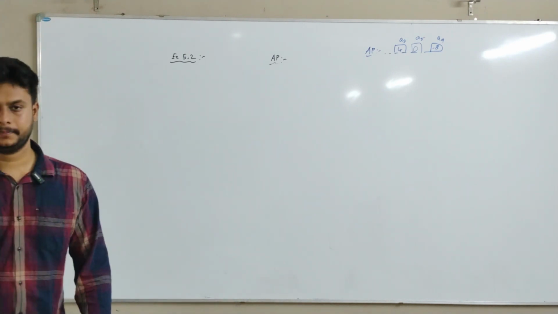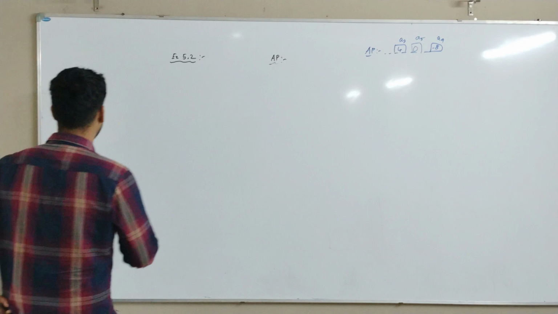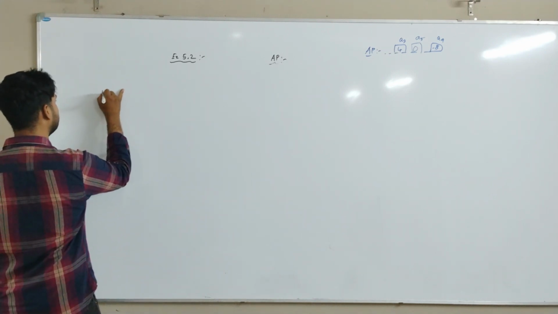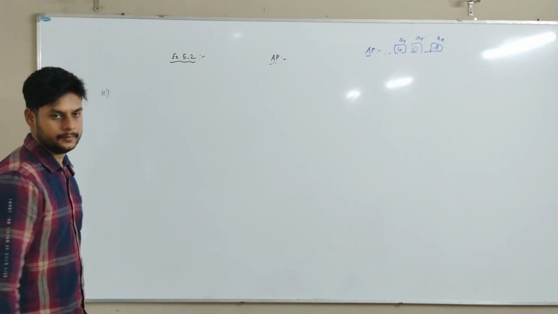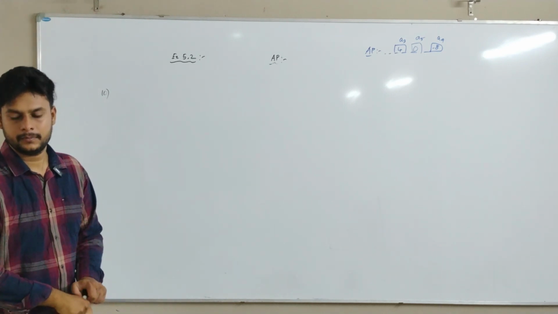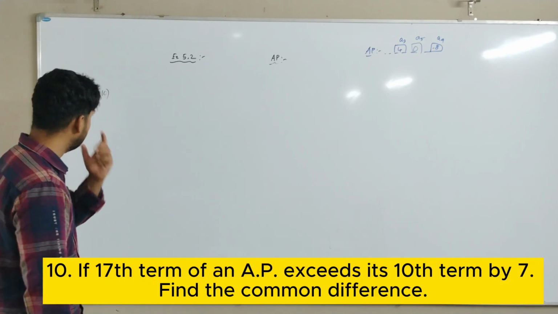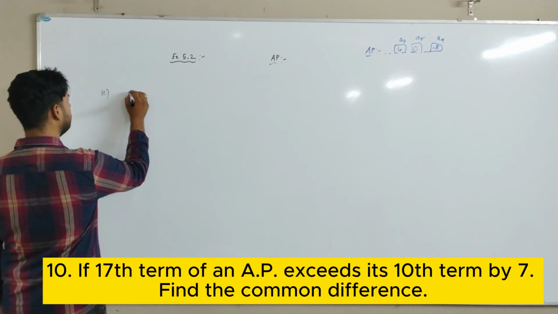Next one, read. The 10th one? The 17th. The 10th one. Read. The 17th term of an AP exceeds its 10th term by 7. Find the common difference. See here, 17th term.